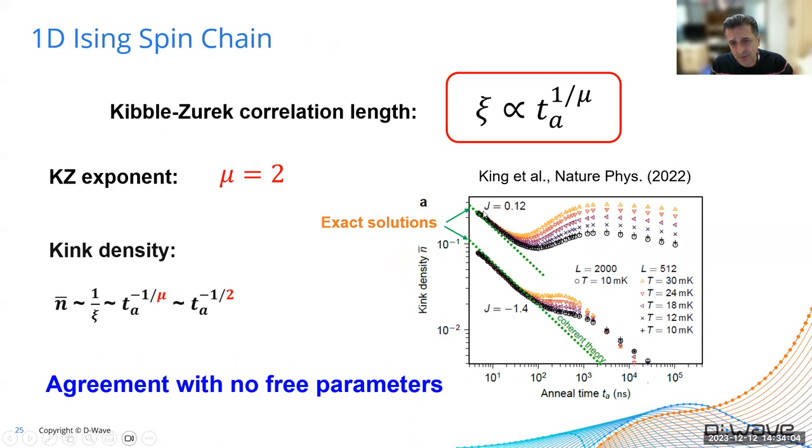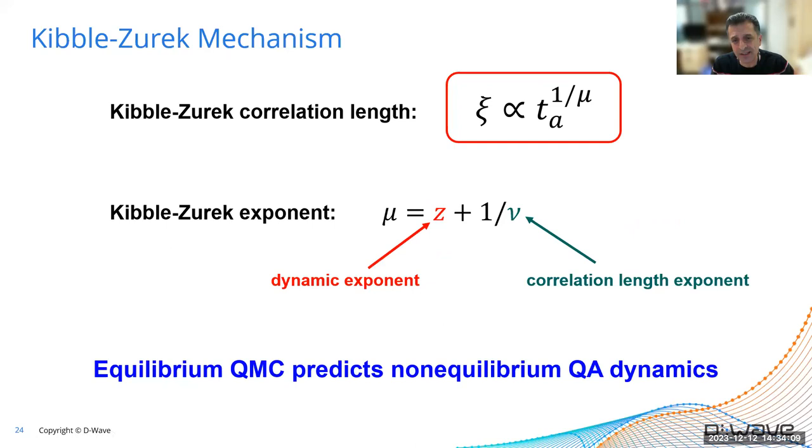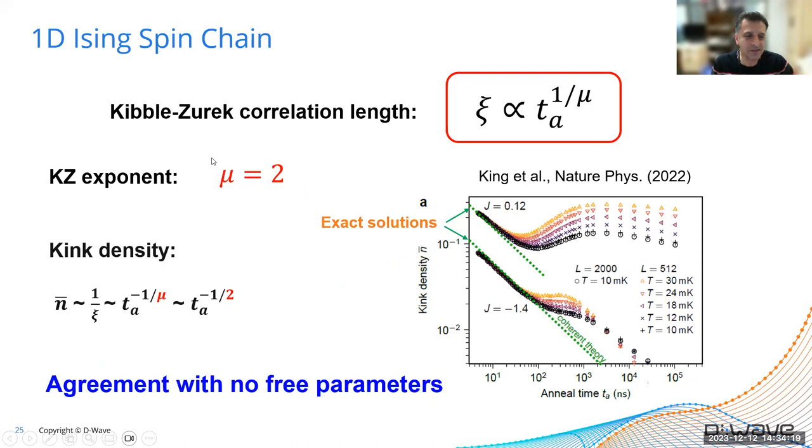For the case of the ferromagnetic chain that I introduced earlier, these numbers are very easy. So z is one and nu is also one. And one plus one is two. So it's very, very simple numbers. Therefore, correlation length goes as the square root of time. Or if we look at kink density, which is the inverse of correlation length, it should go as one over the square root of time.